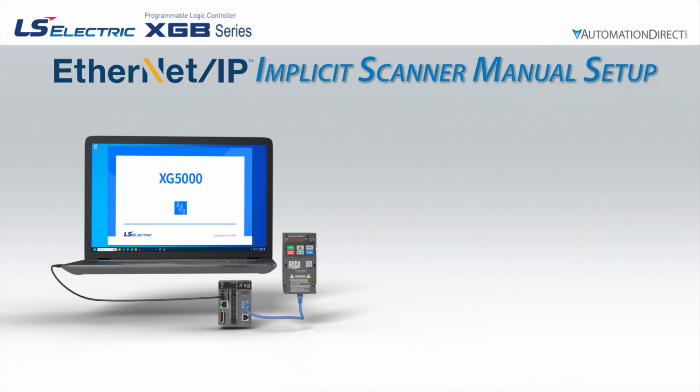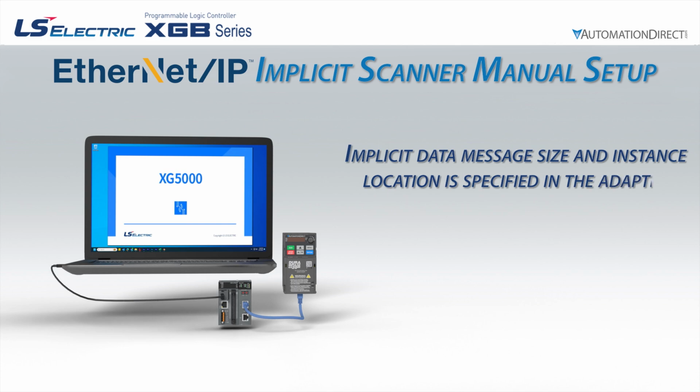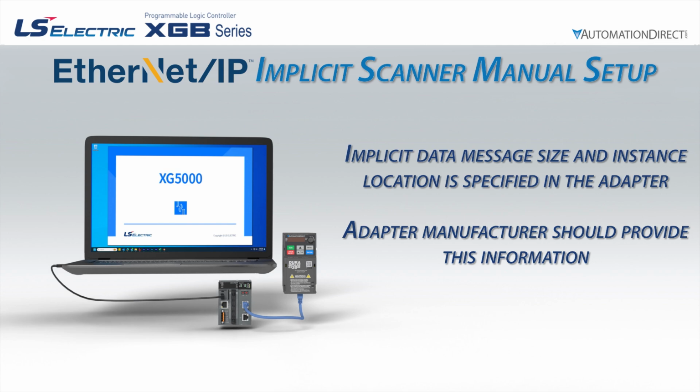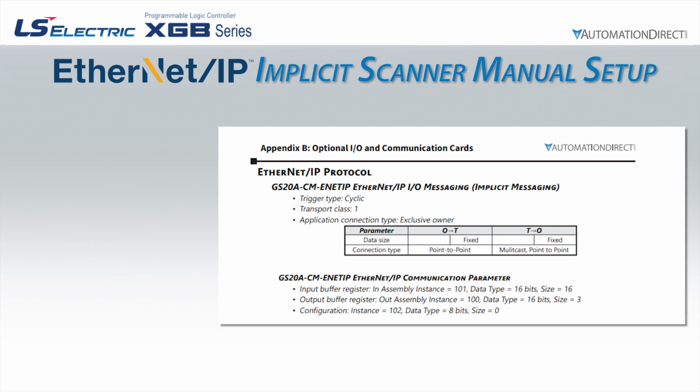Since the required implicit message data size and location is specified in the adapter, the manufacturer of the adapter should provide the input and output data size information, as well as the instance location for that data. We can look in the GS20 documentation and see that it calls for a data type of 16 bits, or a 2-byte word, an input size of 16 words, and an output size of 3 words. If we convert this to single byte instead of 2-byte word, it will be 32 bytes for the input and 6 bytes for the output. We also see that the input data is at instance 101, the output data is at 100, and configuration data is at 102 with a size of 0.